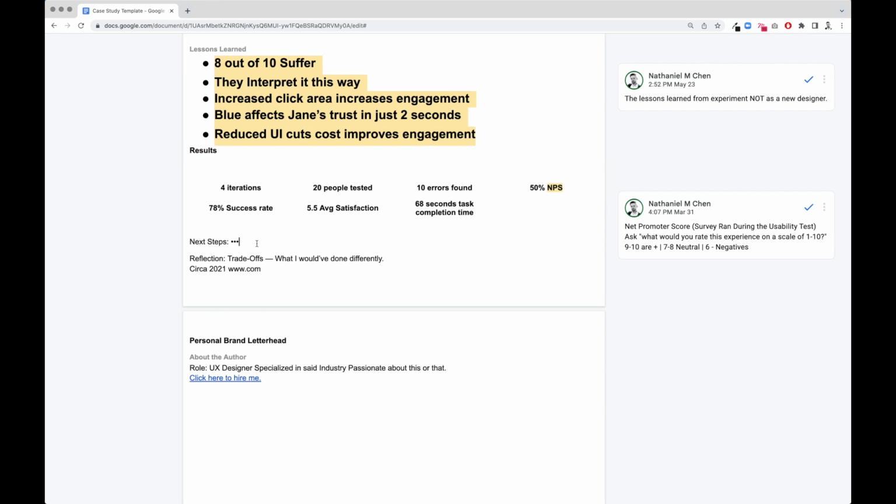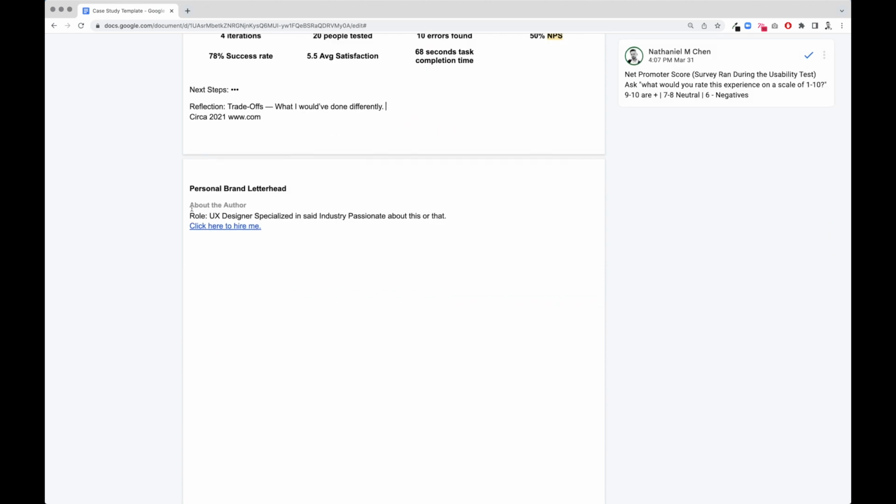You could put some next steps here if you're continuing to work on this. As we are UXpreneurs, this might be a project that is ongoing. It's our side hustle. You want to mention some trade-offs and what you would have done differently as a reflection at the end. And then finally, your author card where you're like, look, I'm a UX designer specialized in this industry and I'm passionate about this or that. Click here to hire me. That is your call to action.